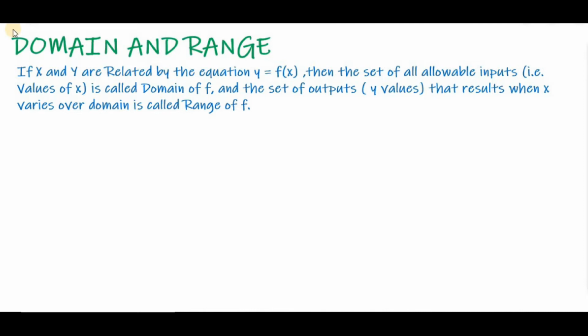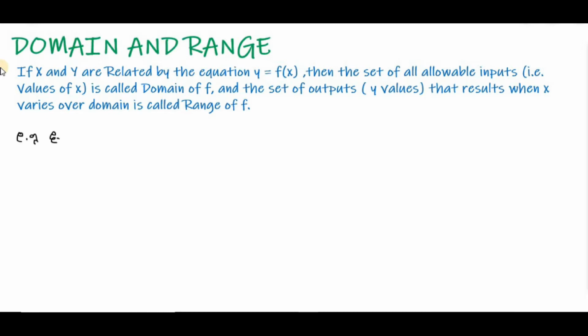Domain and range. If x and y are related by the equation y is equal to f of x, then the set of all allowable inputs, that is, values of x, is called the domain of f, and the set of outputs, y values, that results when x varies over the domain is called the range of f. Now this can be very clear when we solve an example.